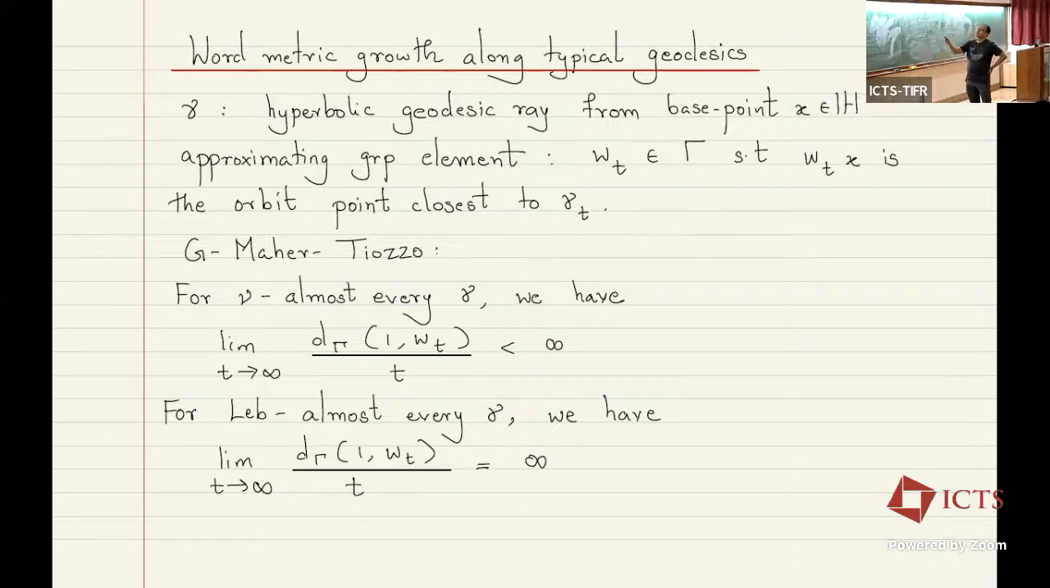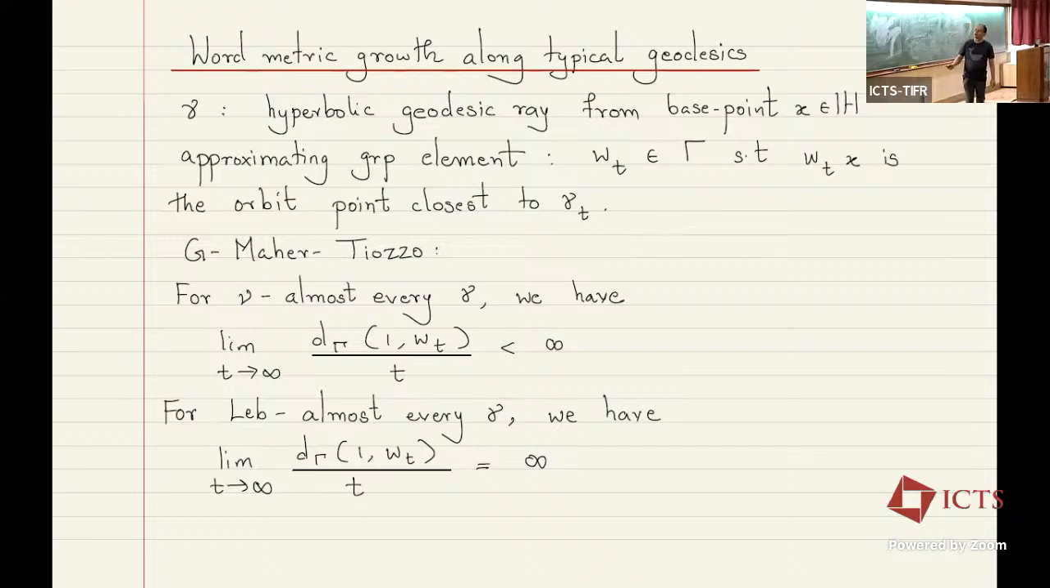Okay, so again, take a hyperbolic geodesic ray from a base point in H. You run along your hyperbolic geodesic ray for time t, and then you ask, what is the closest orbit point to my point gamma t? So this w_t of x is the orbit point that's closest to gamma t. That is called an approximating group element. You have a hyperbolic ray going through H, and I'm trying to approximate this hyperbolic ray along the group. We have the following two theorems: for stationary measures, the limit of the word length of this approximating group element divided by time along the geodesic is finite.